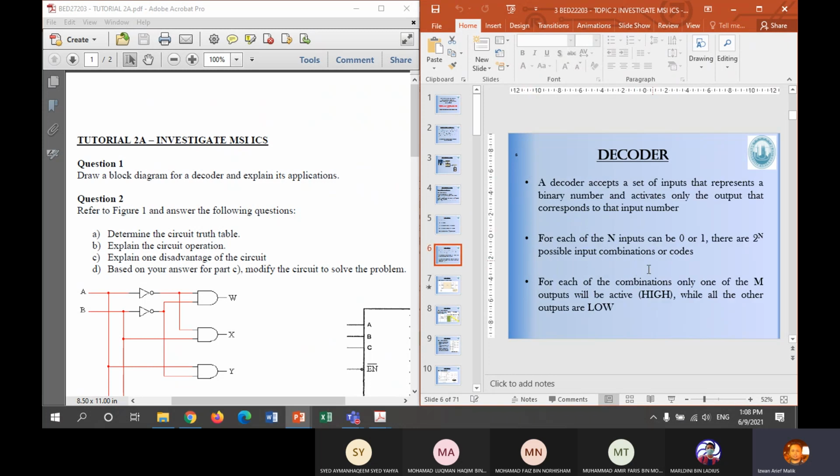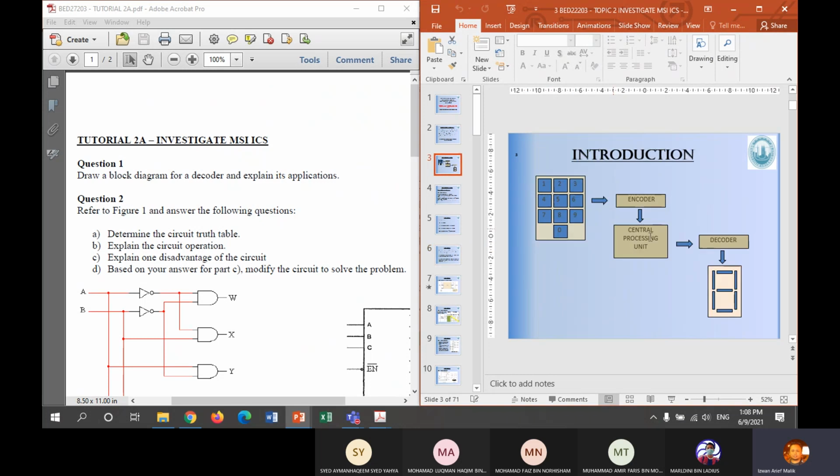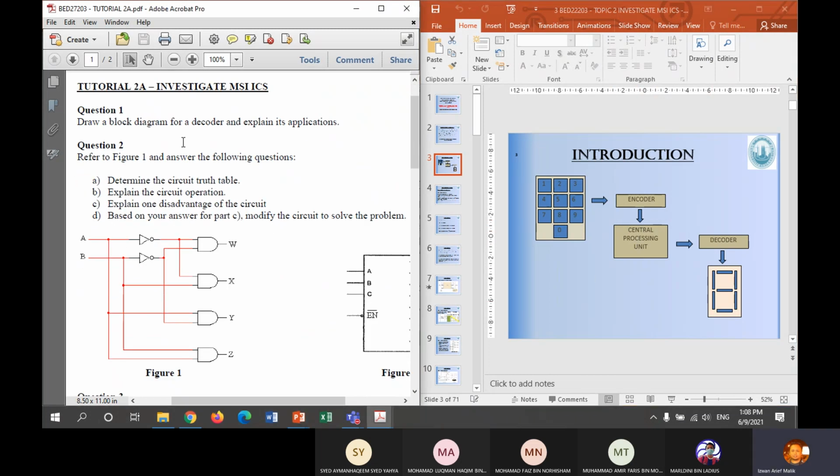Decoder accept set of input. Okay, so kegunaan dia dekat mana? Kegunaan dia contohnya dalam you punya calculator to encode the output of the CPU. Sebab dia dalam bentuk binary, nak tukar kepada dalam bentuk 7 segment. So, okay, that is number 1. Jawapan semua ada dalam nota saya sebenarnya. Refer to figure 1, which is this one.